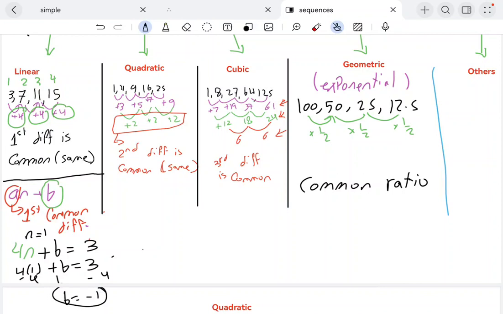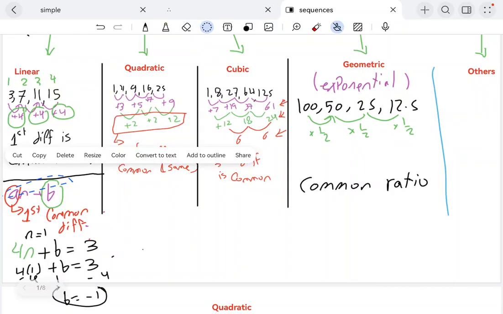The nth term is, it's just size this again. Oh, my bad.